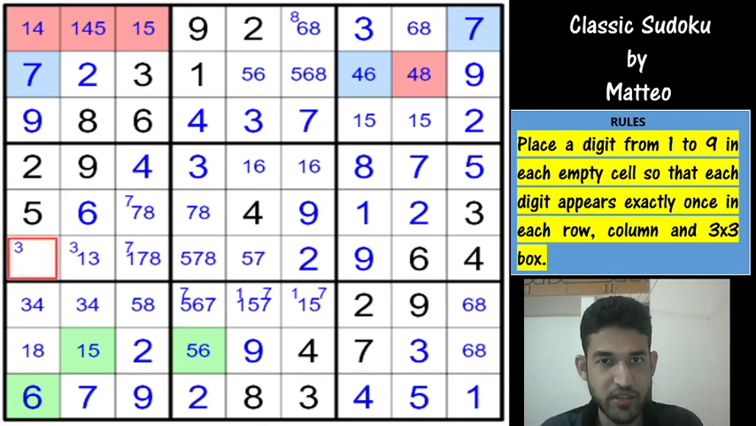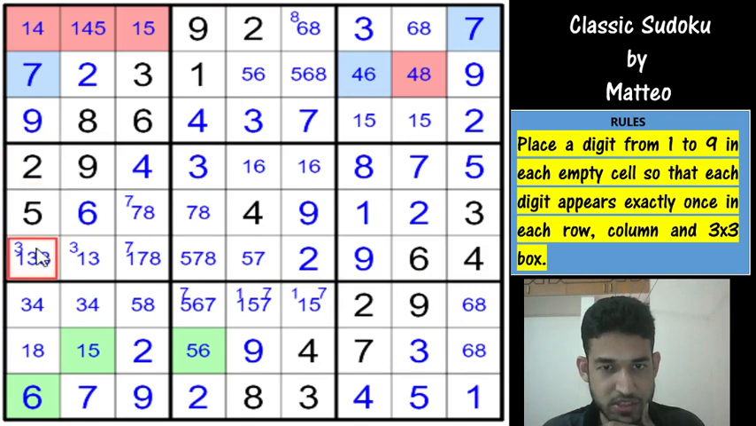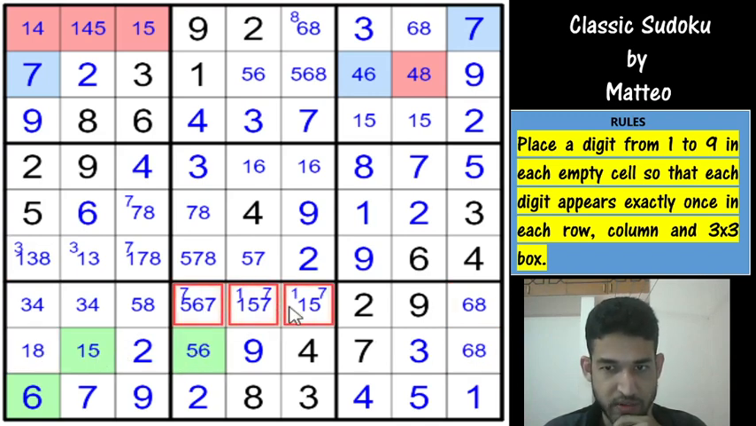Okay, this cell is a 1, 3 or 8, right? Because 2, 4, 6, 9 and 5 and 7. So this is 1, 3 and 8. So I have a 6, 8 pair here. So 1 and 8. Okay, 5 must be in these cells. 1 and 7 is in these cells.